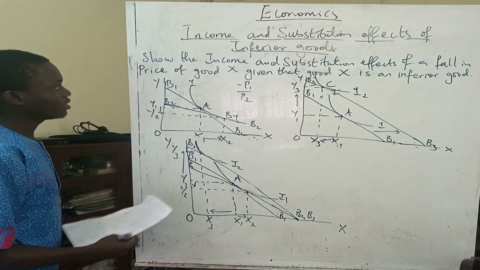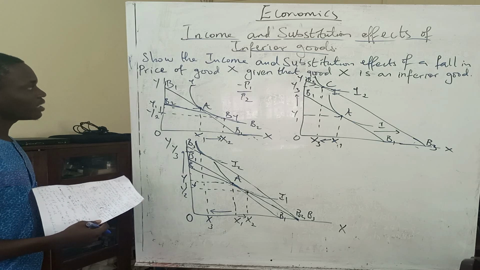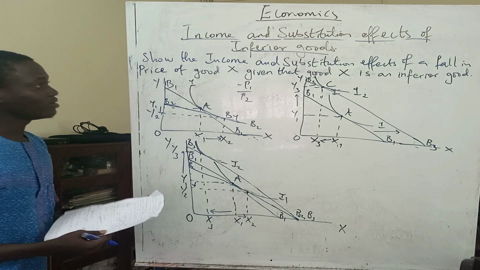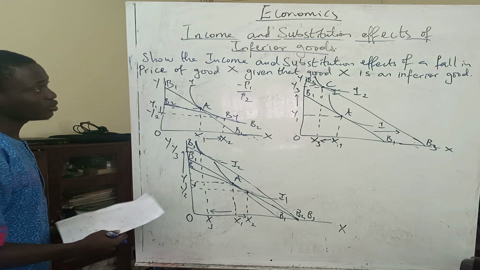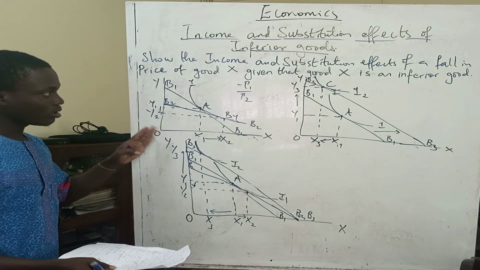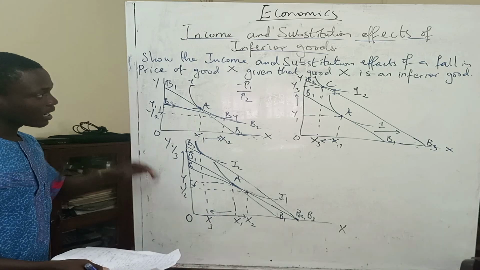So that's that about that. The assignment is for you to show the income and substitution effect of a rise in the price of good X, given that good X were an inferior good. And the voluntary assignment is for you to rehearse with this axis, a fall in the price of this or a rise in the price of whatever good is on the vertical axis.